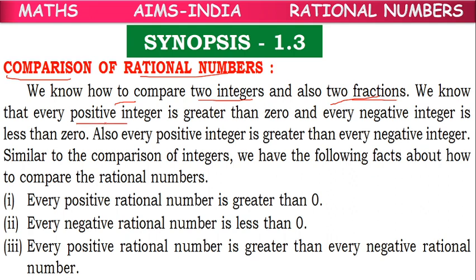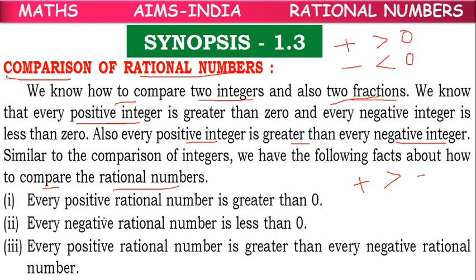So we know that every positive integer is greater than 0, and every negative integer is less than 0. This we know already. And one more thing, every positive integer is greater than negative integer. That also we know. So every positive integer is greater than every negative integer. Like this we can compare integers. In the same way we can compare rational numbers also.